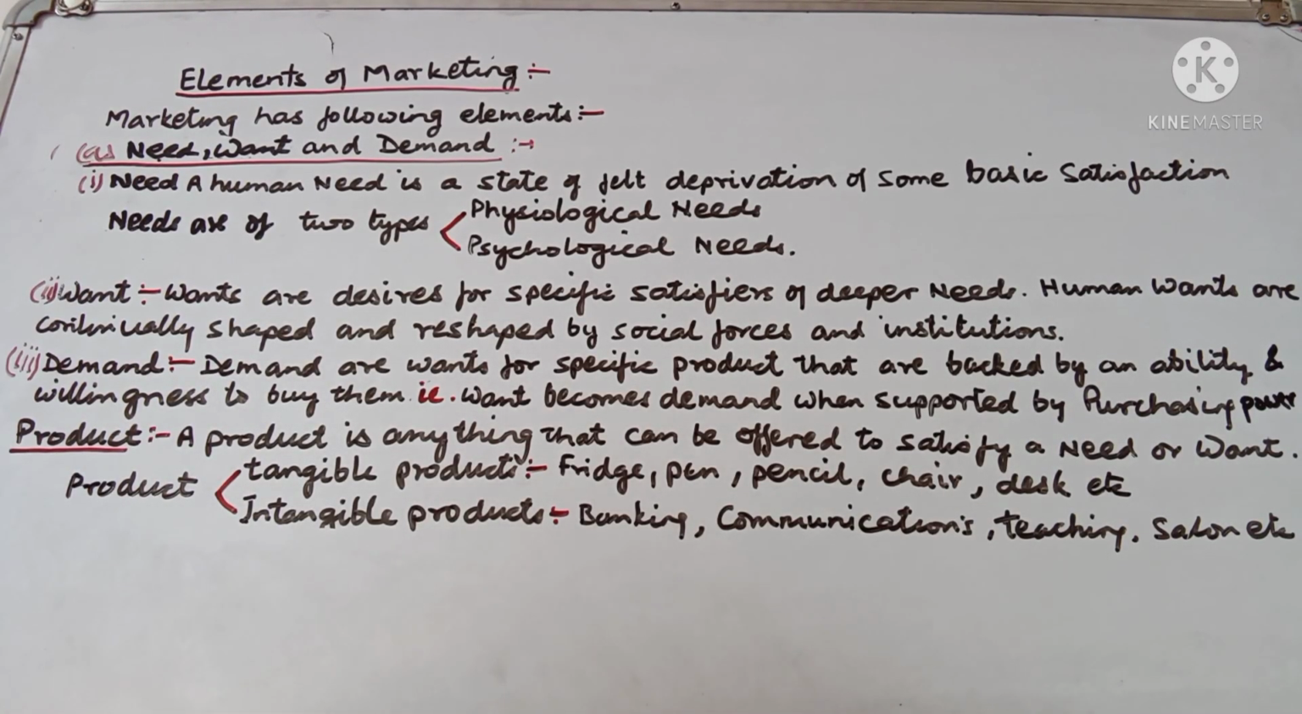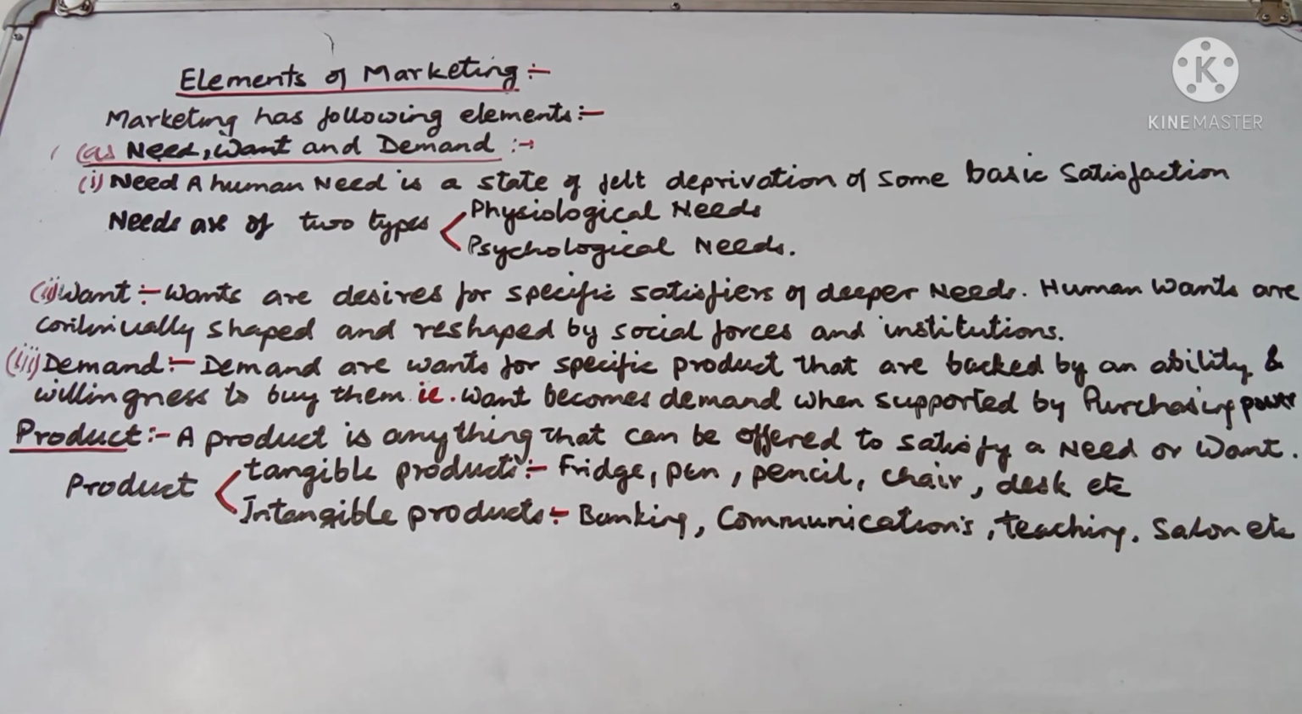So, before going further into the subject, let us understand a few terminologies which very often come into the discussions, which I have already mentioned. If you look at the slide, you'll find the elements of marketing. Marketing has the following elements. One: needs, wants, and demand. Let us understand these three terminologies which are very frequently used during the course.